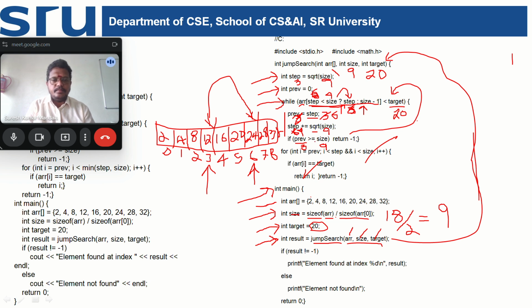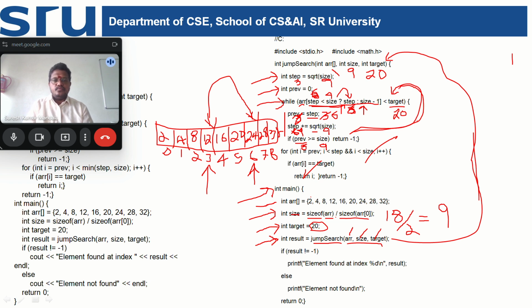Okay. Next here, what is the previous value we are having? In the previous value, we have 6. 6 greater than or equal to the size 9? No, the condition is false. So control jumps from this line to this line.